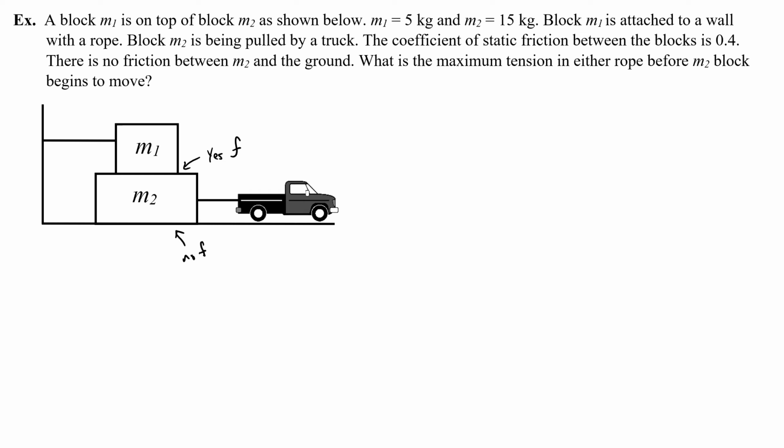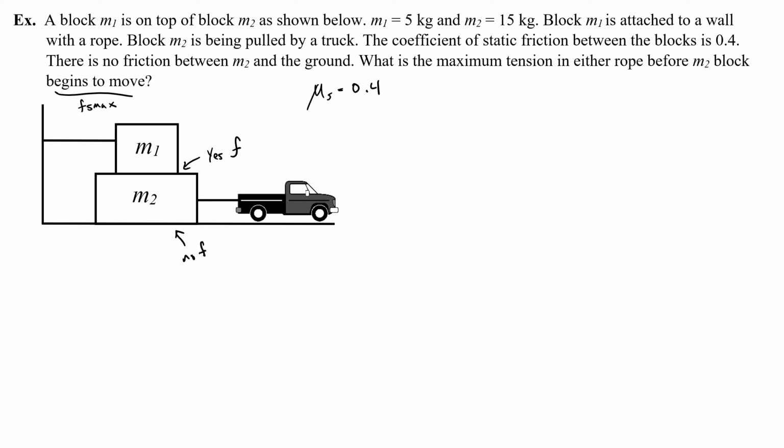And they told us that the coefficient of static friction between the blocks is 0.4. I'll write that down: mu s equals 0.4. Okay, and we're asked to find the maximum tension in either rope before M2 begins to move. So what does that mean? Well, that means that we're going to be dealing with F_s max.